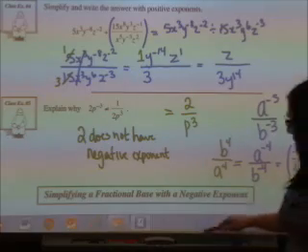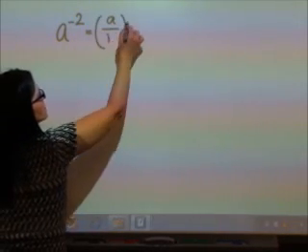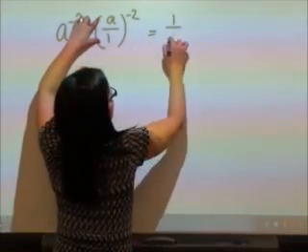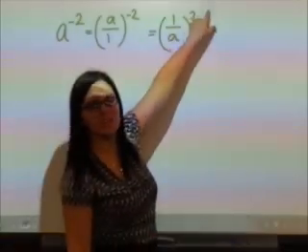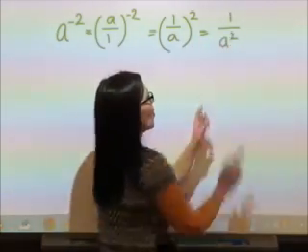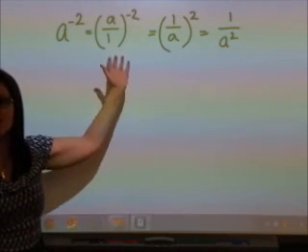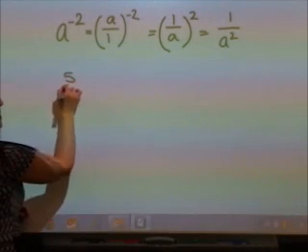So if I have, let me get a blank page, when I had a to the negative 2, this was the same as a over 1 to the negative 2. And when I flip it, I get my 1 over a to a positive 2. What's 1 squared? 1. We ignore this part because 1 to any power is going to be 1. It doesn't change anything. The only time I have to be careful is when I take something like this.